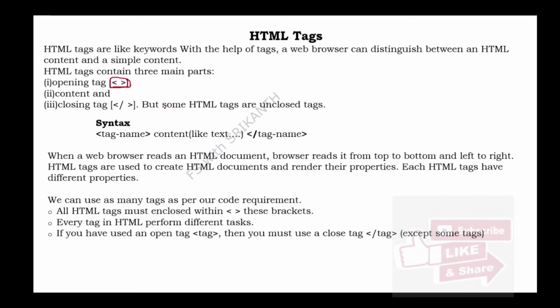HTML tags have two types, that is singular tags and paired tags. If the tag contains only the beginning and there is no closing tag, then we call it a singular tag. If the tag contains both beginning and closing, just an opening tag and a closing tag, then we consider that a paired tag. If it contains only a beginning tag and does not require a closing tag, we call it a singular tag.